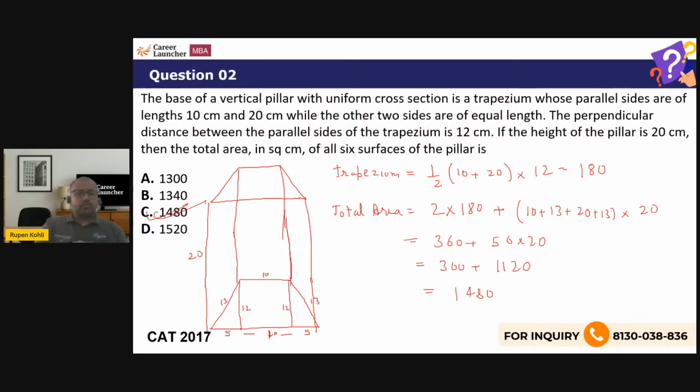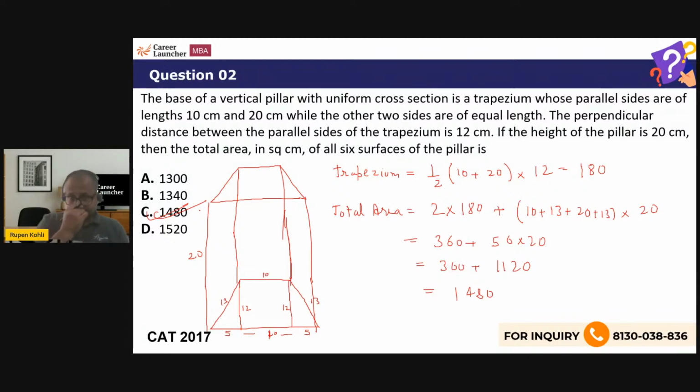So I hope that this prism idea is clear. Prisms are all those solids which have constant cross-section area, right? In general, the total surface area of all such solids will always be what? Twice the area of the base, plus the perimeter of the base into the vertical height of the solid.